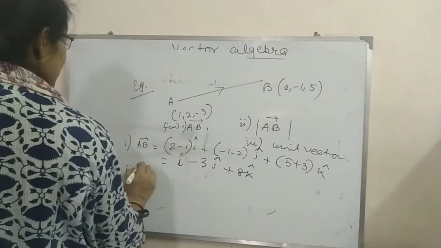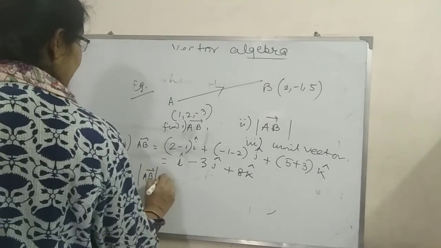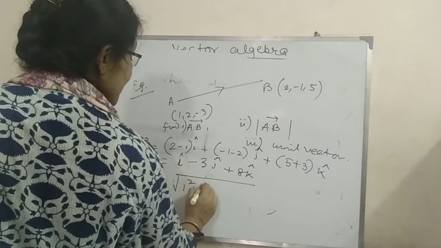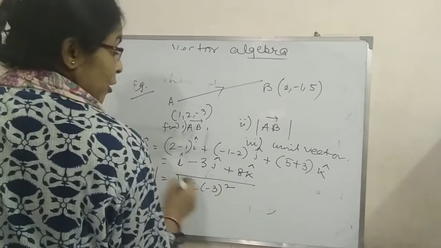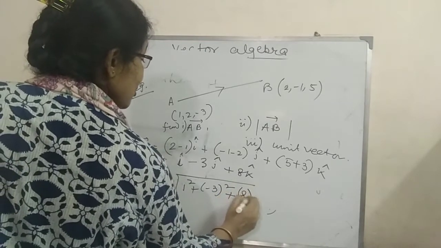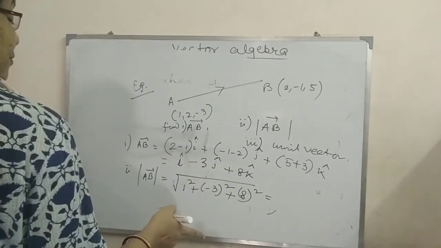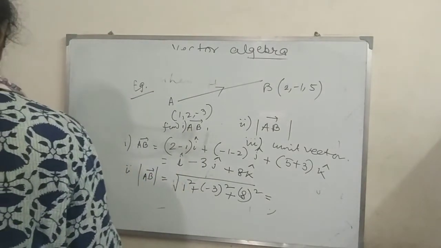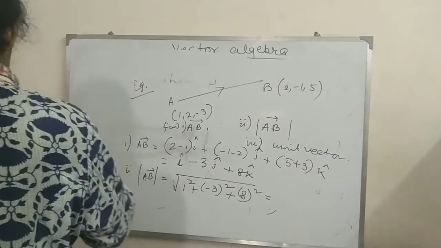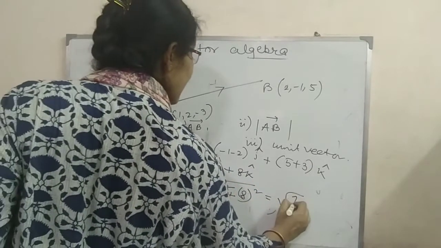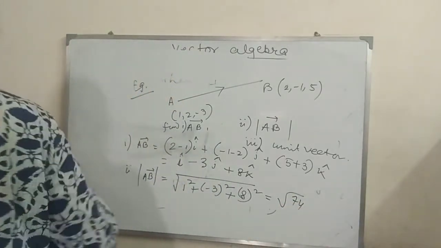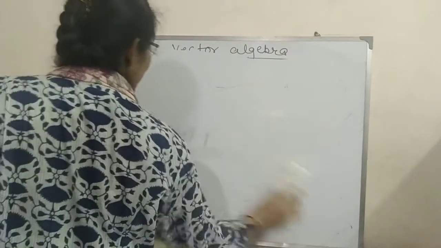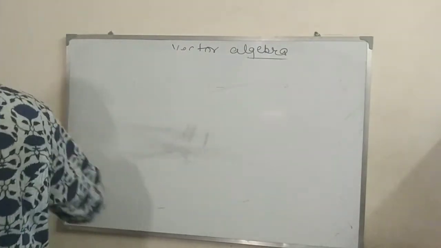Okay. Second question is modulus AB, that is equal to root over component of I square plus component of j square plus component of k square. This is 1 plus 9 plus 64, equal to root over 74. And after that I have to find the unit vector.